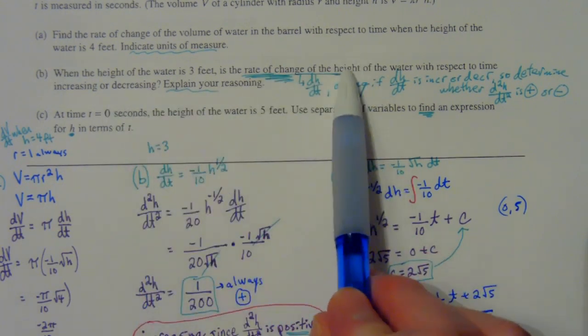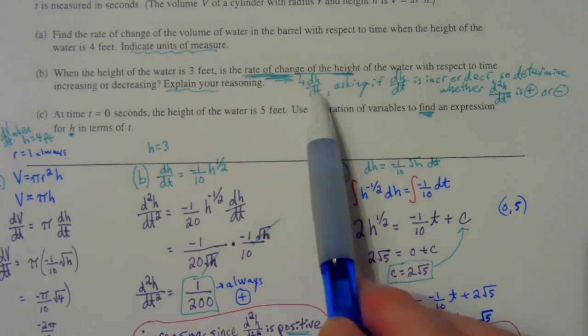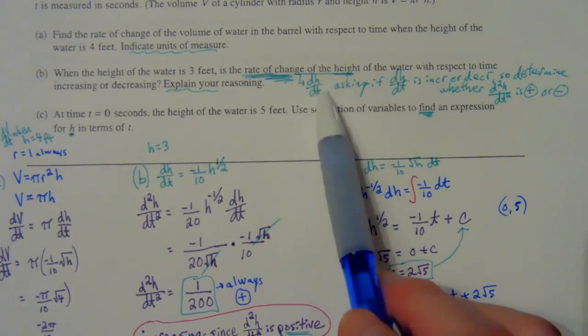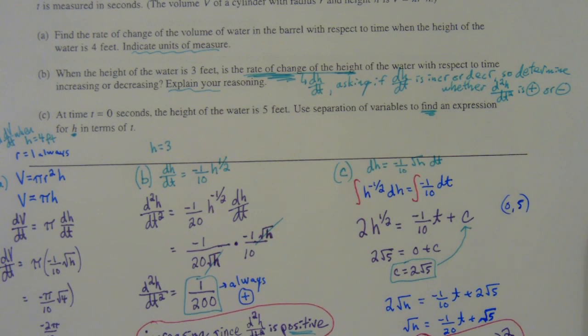Now the height is h. The rate of change of the height is the derivative. The rate of change is your derivative. That is your dh/dt. They want to know where that is increasing or decreasing. So you've got to look at the second derivative and figure out where that's positive or negative, right?